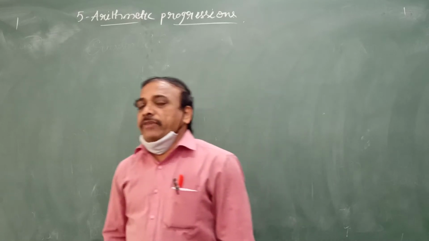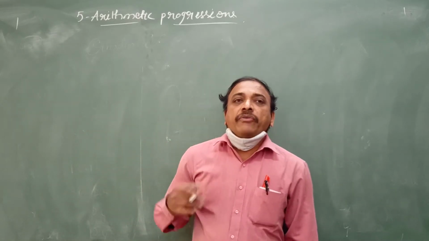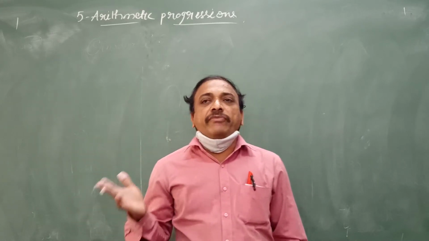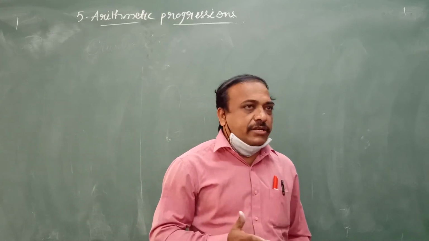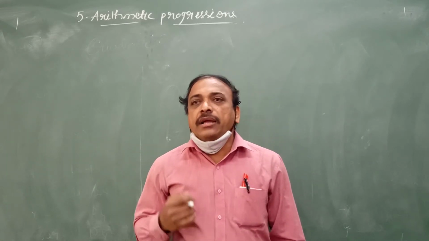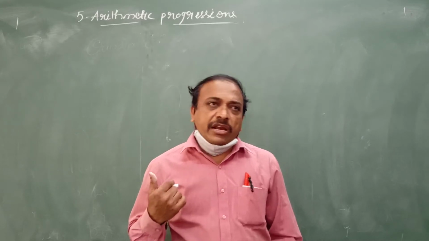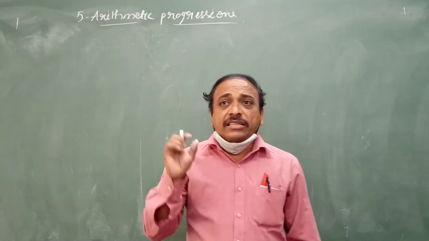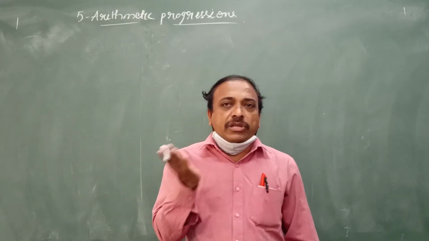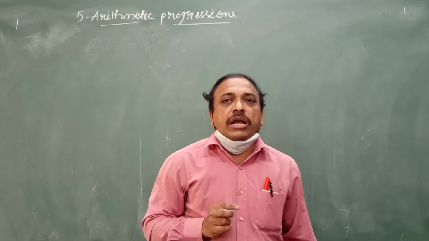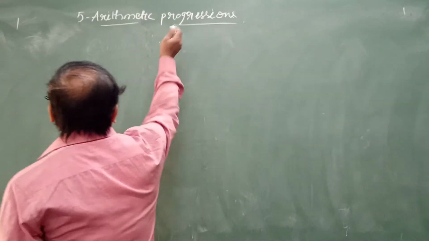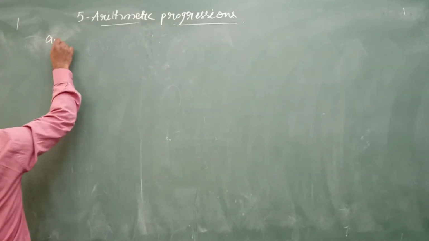So what is exactly the arithmetic progression? Except for the first term, it is a series where we add a fixed number to the preceding number. That fixed number is called the common difference. Can you answer what is the common difference? The fixed number which we add to the previous number is called the common difference.